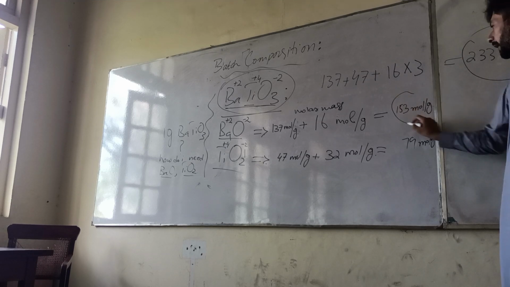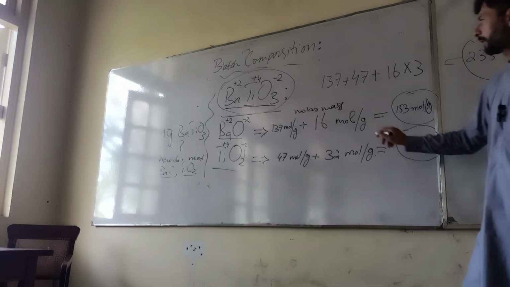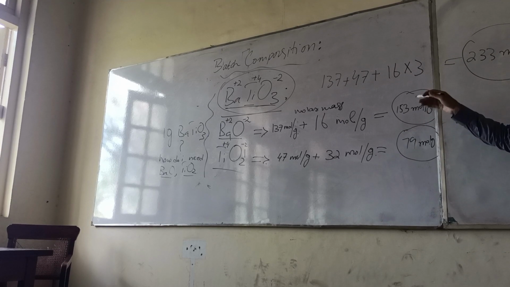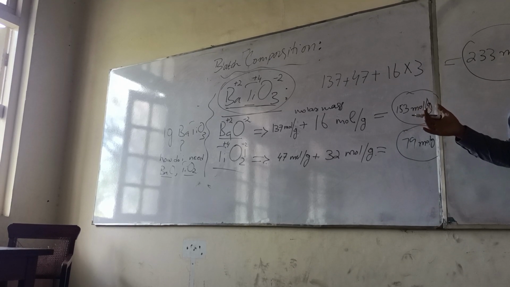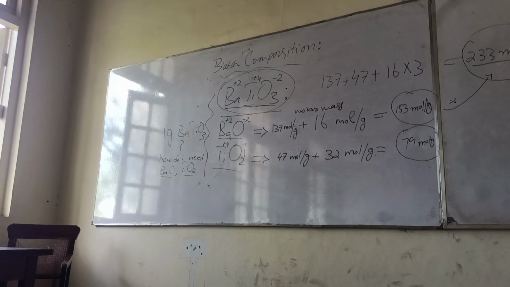So how much should I add of this, and how much should I add of this? But those materials are not available in this form. We can scale the materials in grams only. So we see how much percent this one is contributing in this amount, and how much percent this one is contributing in that amount. Find out that this amount is how much percent of this.